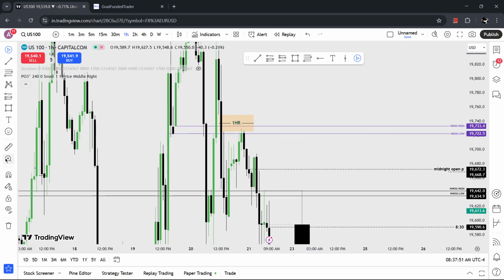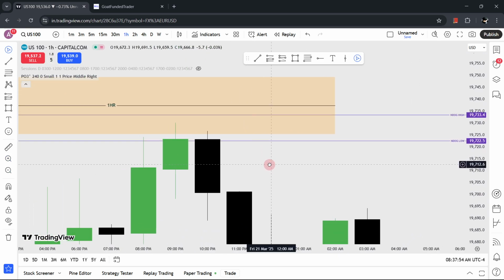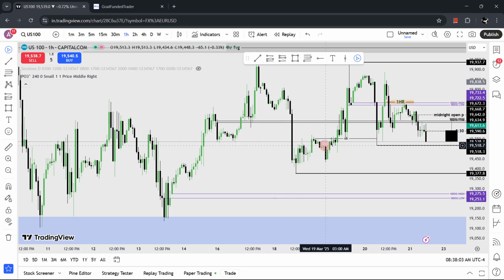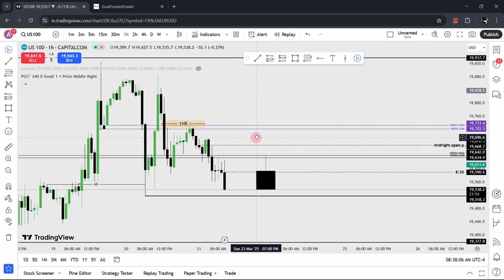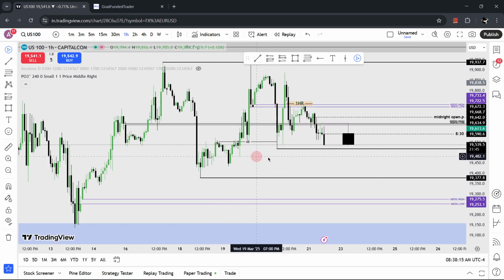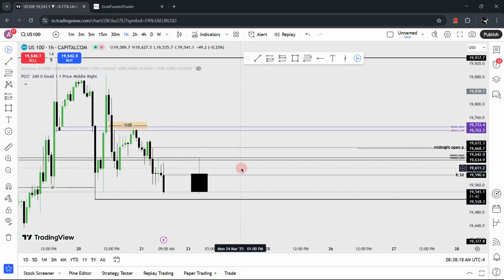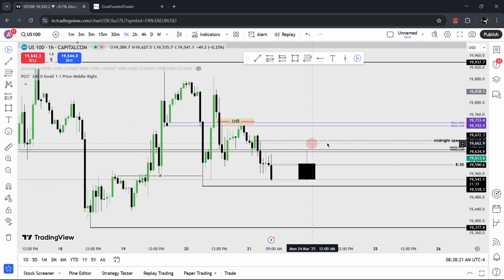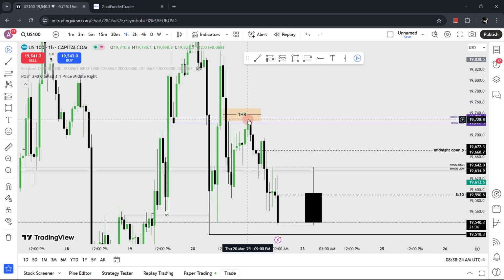So I want you to basically see we got tapped to that 1 hour fair value gap right here at 9 p.m. This was our extra day low. What today I wanted was for it to take out this low. It could have taken out this low. And let's focus here. That is our 1 hour fair value gap. This low got taken out here.